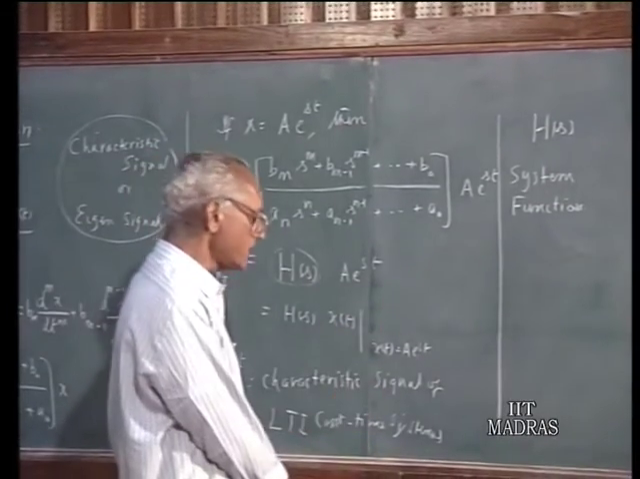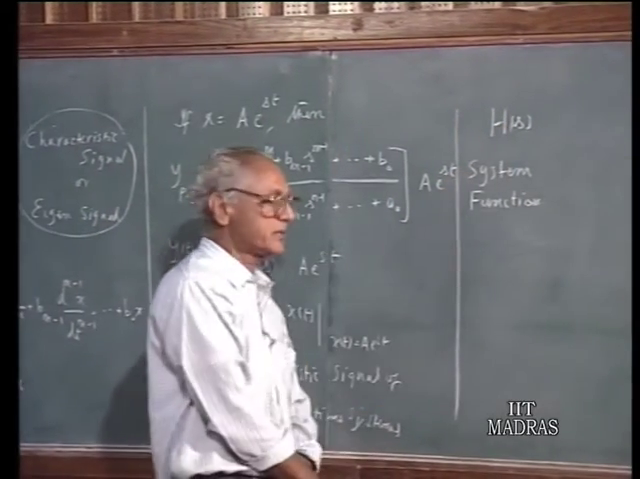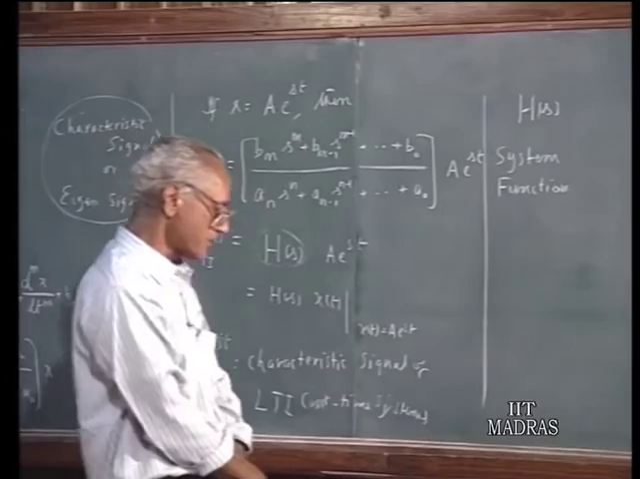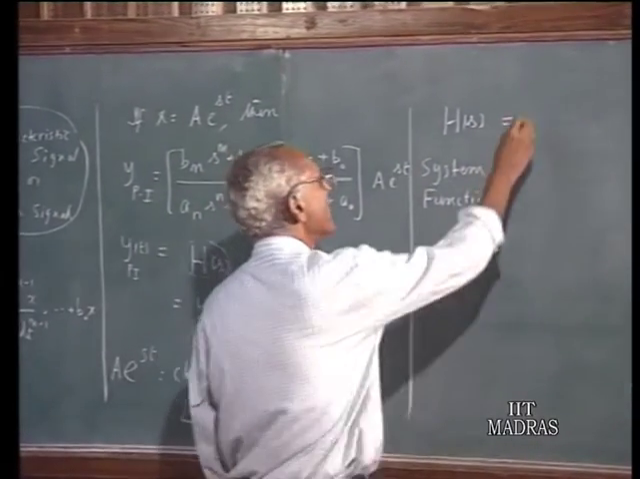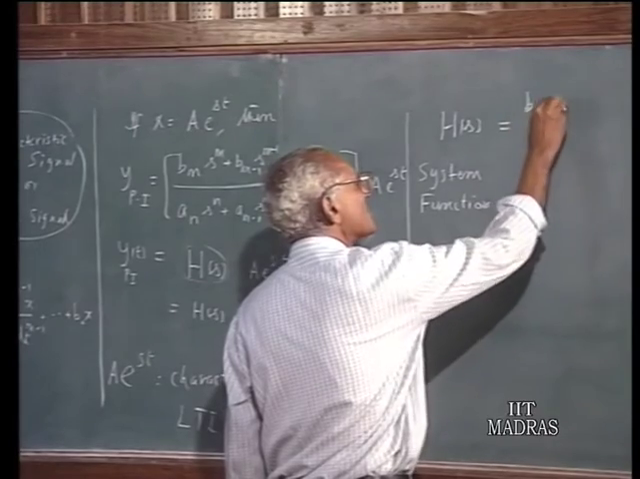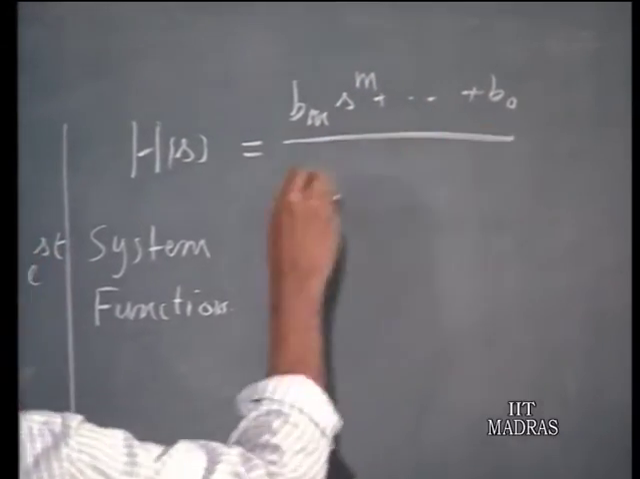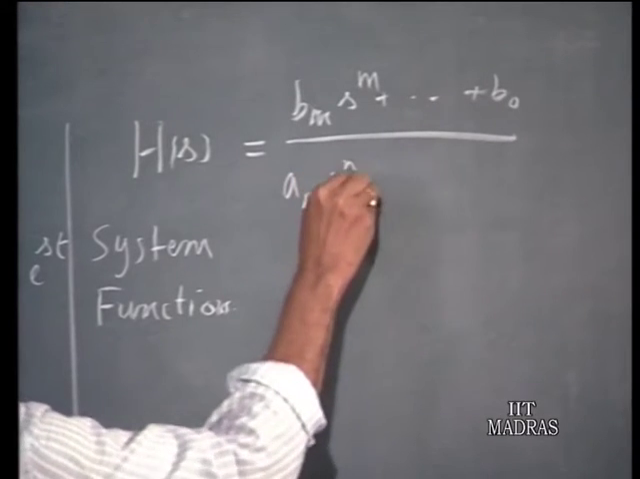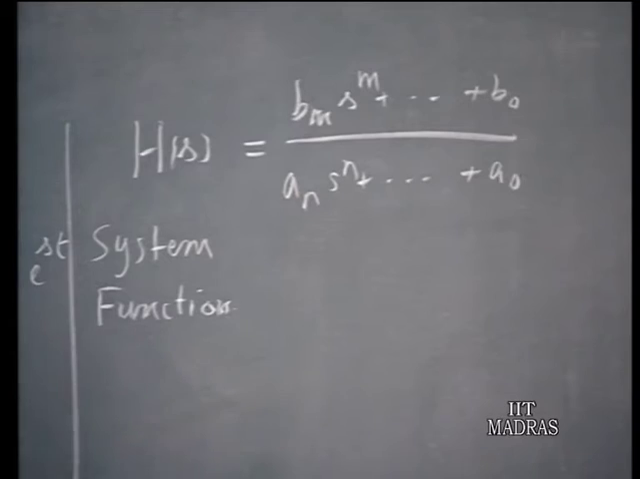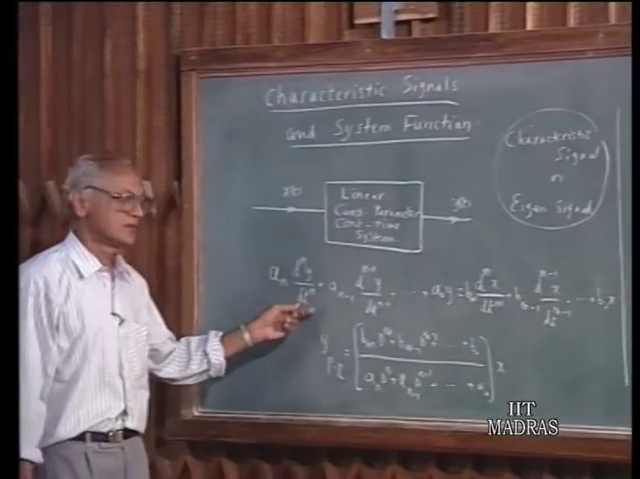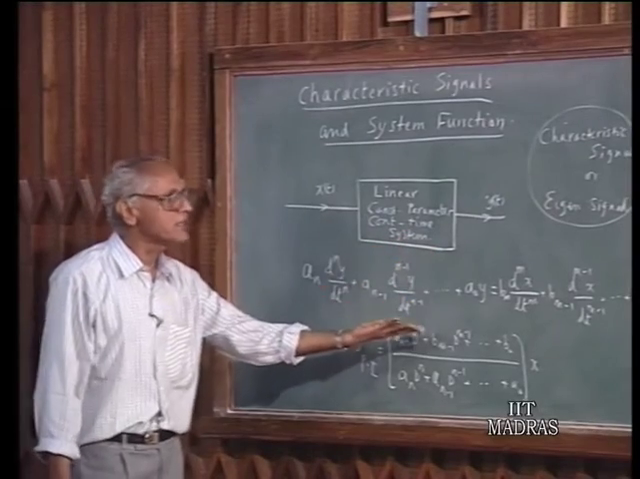is called the system function. It is a function of the complex frequency of the characteristic signal e to the power of st. This system function will be of the form b_m s to the power of m plus ... plus b naught, divided by a_n s to the power of n down the line to a naught. So, if you know the differential equation, then the system function can easily be obtained.